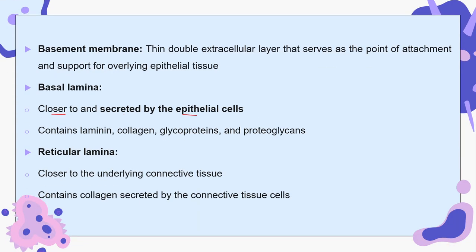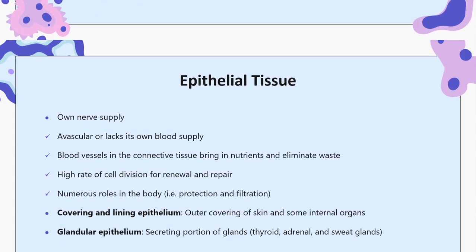So the nutrients coming from the connective tissue with the help of the blood vessels will first come to the connective tissue and then go to the epithelial tissue. The basal lamina is closer to and secreted by epithelial cells, and it contains laminin, collagen, glycoproteins and proteoglycans, whereas the reticular lamina is closer to the underlying connective tissue and contains collagen secreted by connective tissue cells.